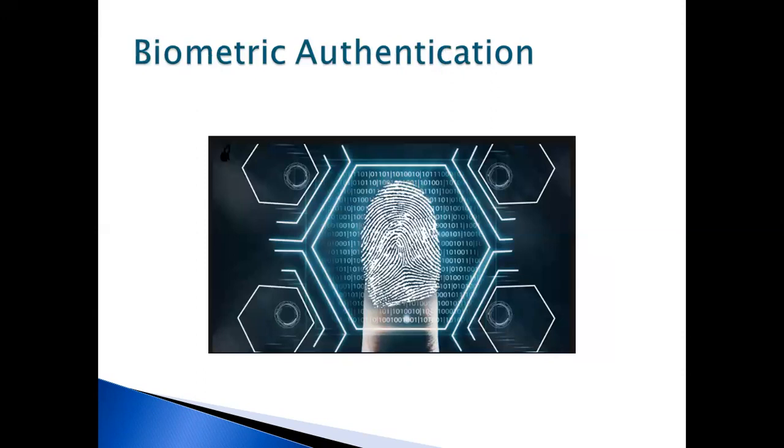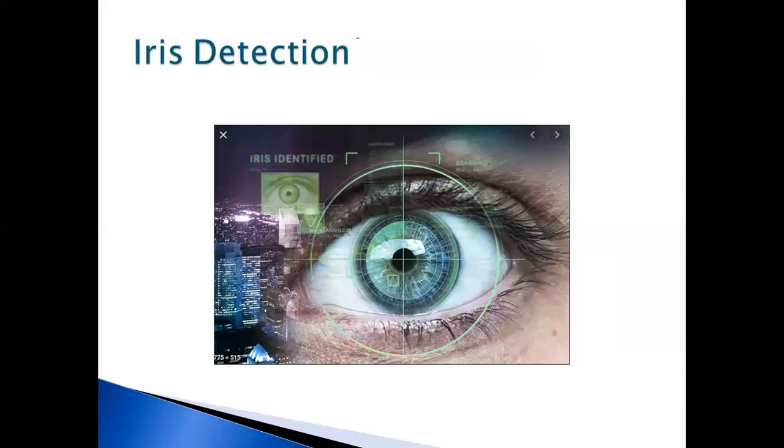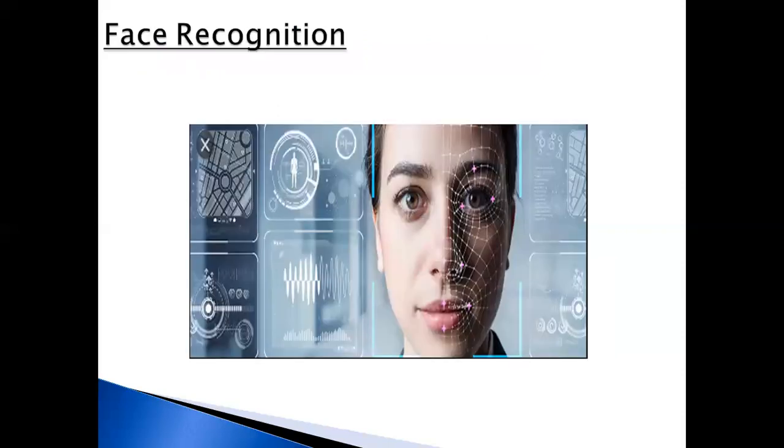Third one is by using different ways of biometric authentication, we can provide security to the data, meaning only the authorized person can access it. Here we have fingerprint scanning, iris detection, and face recognition. So these are the different ways of giving a person access to the information.